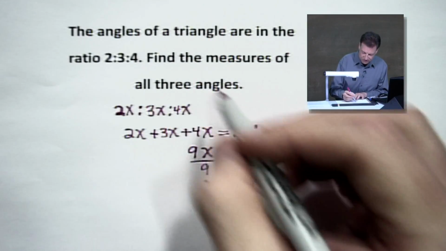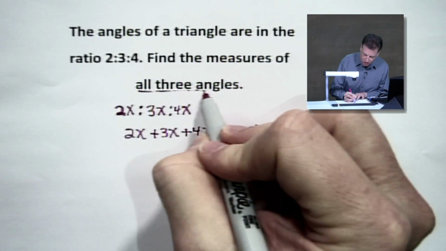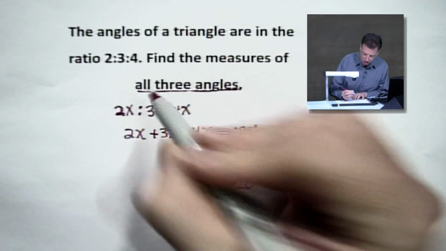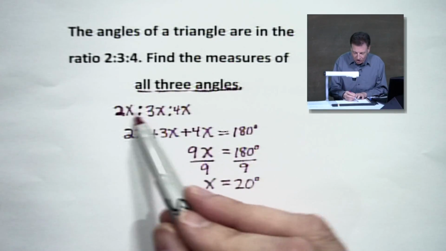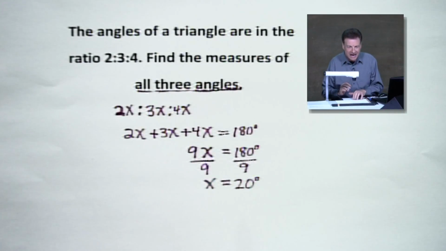Now, what did our question ask for? Find the measures of all three angles. We don't have one angle here. 20 is not the angle measure, folks. 20 is a value that we have to multiply each of these little guys by, the 2, the 3, and the 4, to find out what those degrees actually are.